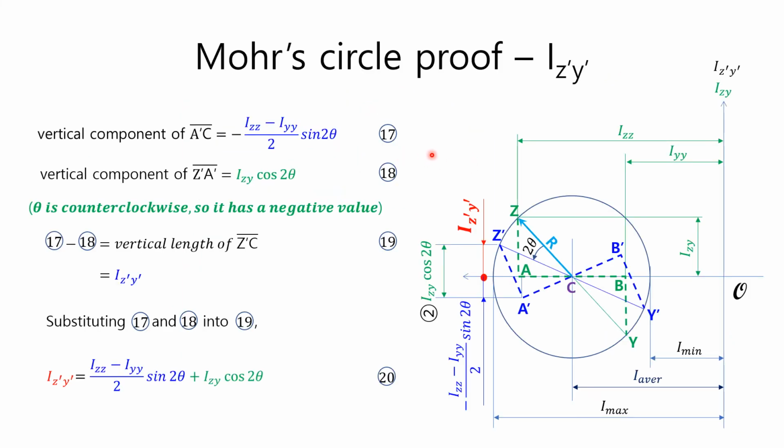Therefore, subtracting the vertical component of A prime C of the equation 17 from the vertical component of Z prime A prime of the equation 18, we can get the expression Iz'y prime directly. This geometrically proves that we can obtain the Iz'y prime we need to know from the known values of Iz'y, Iy, and Iz'y.